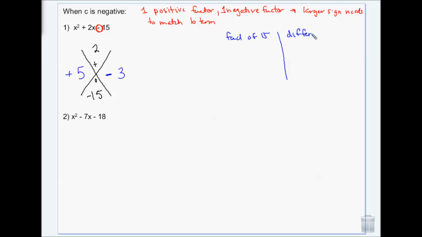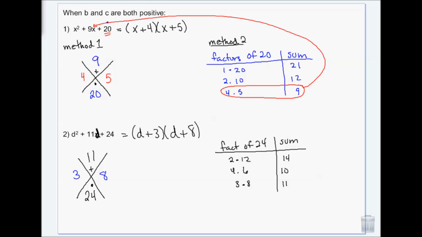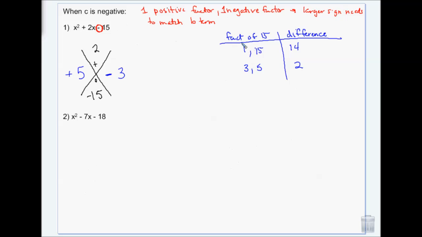When you think about it this way, it might help to make a difference table instead of a sum. So if I do 1 and 15, the difference is 14. 3 and 5, the difference is 2. And once I find the correct difference, then I pick which number to be positive or negative. So when C is positive, so this last term is positive, I'm looking for a sum. When C is negative, I'm technically looking for a sum, but it might help to think of it as a difference, because I want one to be positive and one to be negative, so I'm looking for a difference between two numbers.